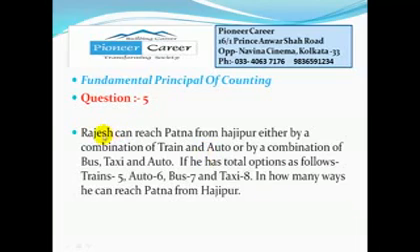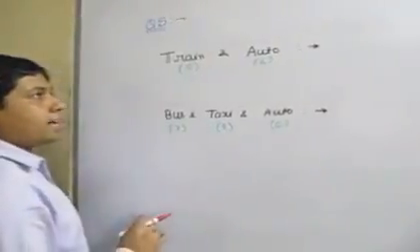Now question number 5. Rajesh can reach Patna from Hajipur either by a combination of train and auto, this is one combination, or by a combination of bus, taxi and auto, another combination. If he has total options as follows: trains 5, auto 6, bus 7, taxi 8. In how many ways can he reach Patna from Hajipur? In this case, the guy has two options.